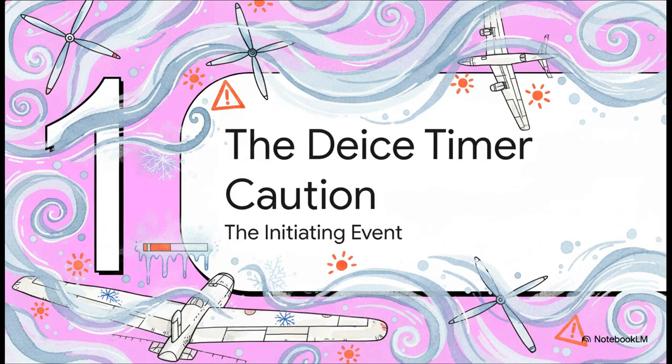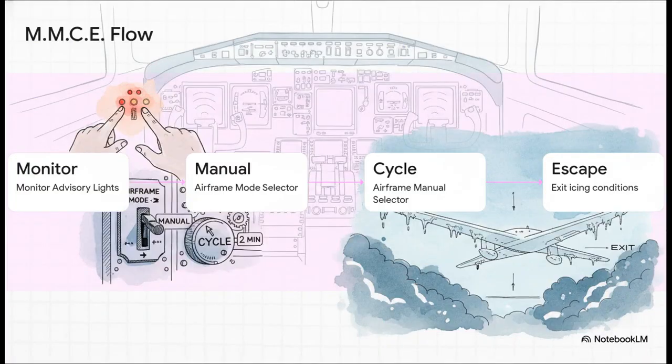Section 1. The DEICE timer caution, the initiating event. To effortlessly build a mental map of the specific Bombardier Q400 cockpit flow, I want to give you a super simple memory trick. Just remember the acronym MMCE. That stands for Monitor, Manual, Cycle, and Escape. If you can lock MMCE into your brain, you've pretty much got the entire structural backbone of this procedure down. Every single time you think of that DEICE timer caution, just let your mind immediately jump to MMCE.